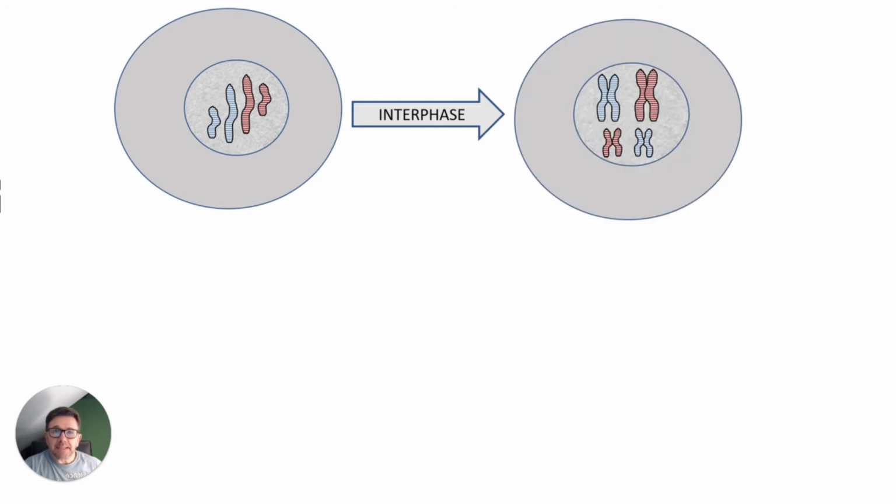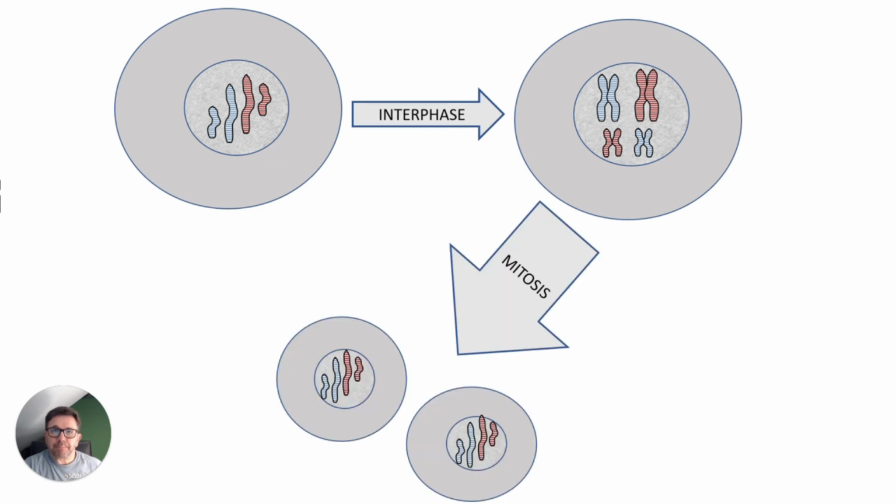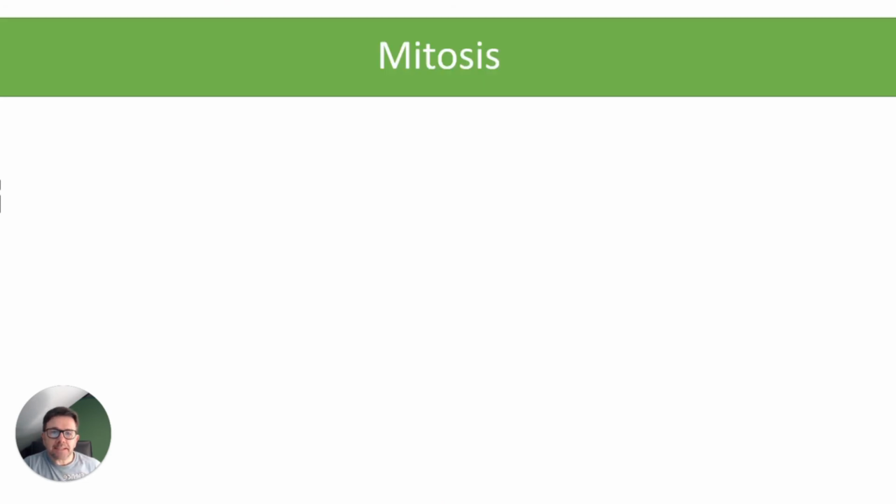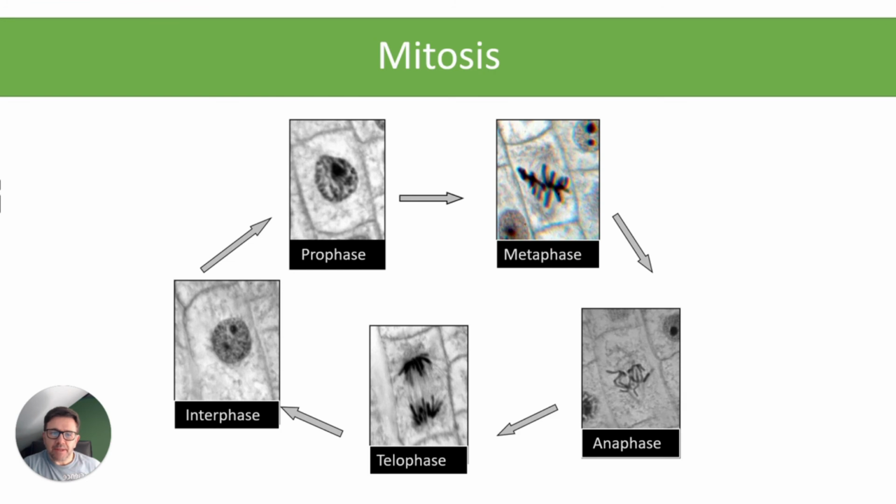To summarize, you have a parent cell, interphase occurs, you get DNA replication, so it doubles the number of chromosomes, and then mitosis occurs through the different PMAT phases: prophase, metaphase, anaphase and telophase, and you get two genetically identical cells. What does that look like in reality? Well, it looks something like this.